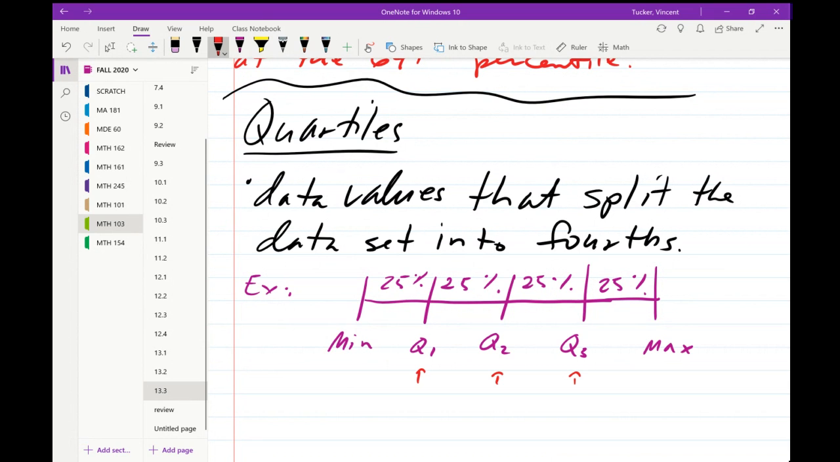All right, so quartiles are going to be data values that split your data set into fourths. And so we're looking at quartile 1, 2, and 3. It'll split your data into 25%. 25% of your data will be between each value.